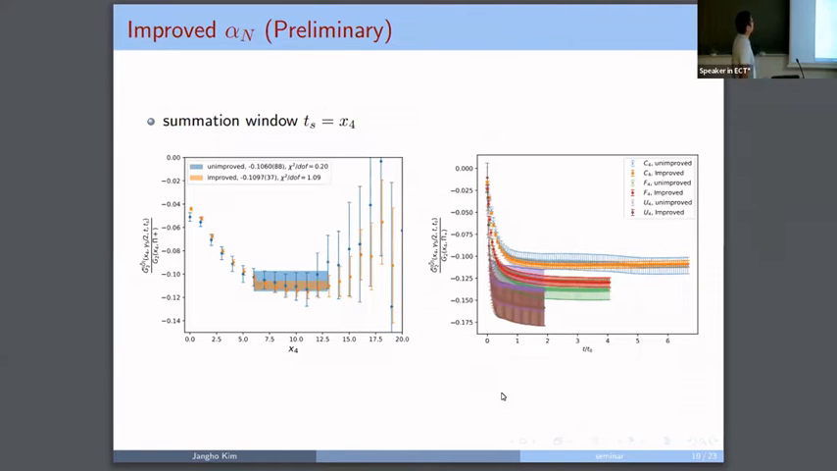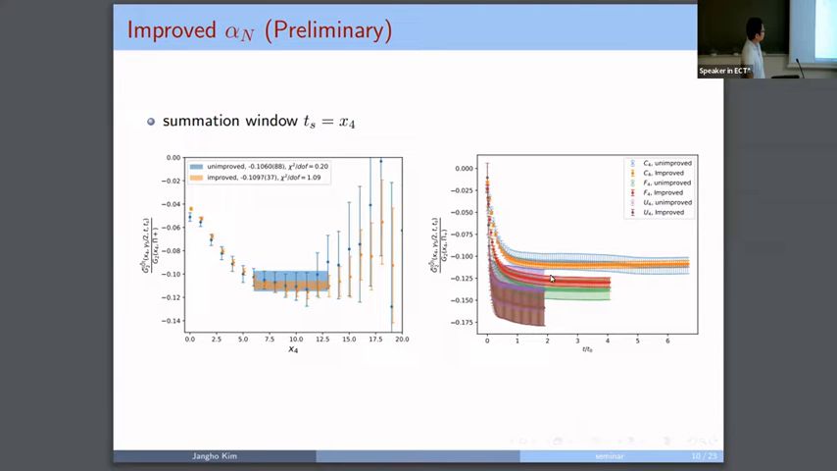So we set the summation window to the nucleon sourcing separation X4, and here you can see we compare the unimproved and improved data. The error is much smaller than the unimproved one. Here we also extract alpha n from this plateau fitting and collect this result as a function of flow time t over t0.